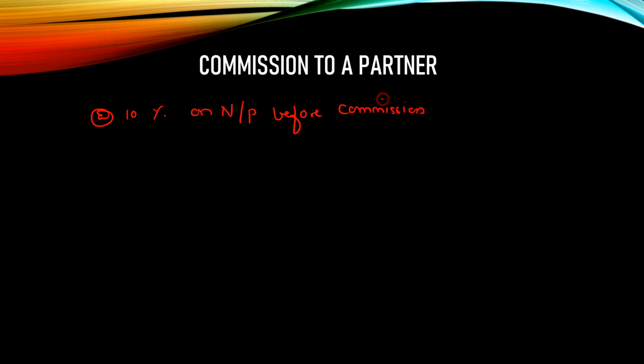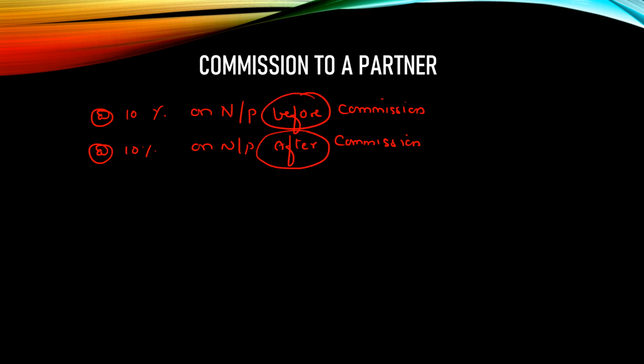And they also have another situation where they say on net profit after charging commission. So when you read that the commission is to be given to a partner a particular percentage, don't directly go and apply the percentage of net profit. You have to be very careful and read whether it is before or after and accordingly apply. So if it is before, then it would be applied as 10 by 100 of the net profit before commission. On that amount, you would apply the rate and get the amount of commission.